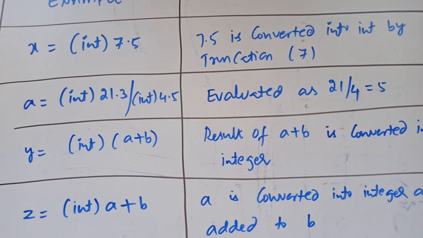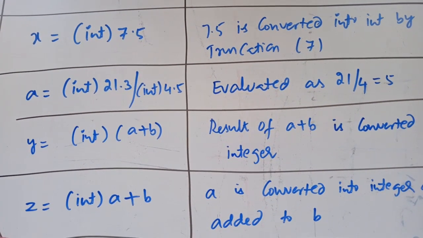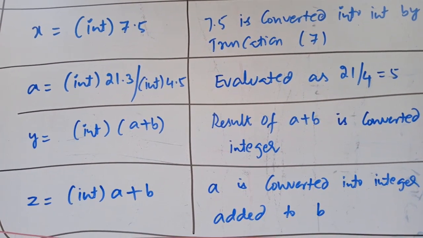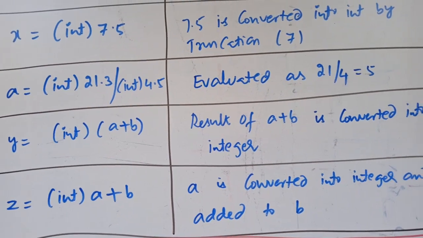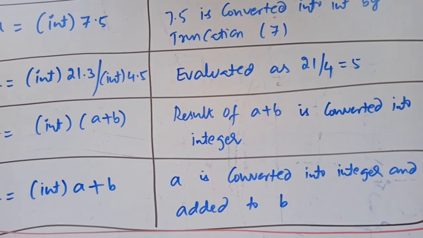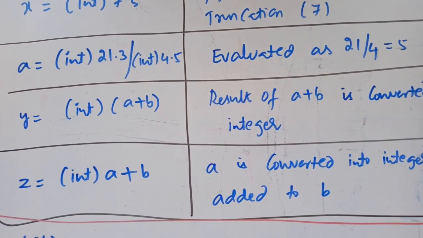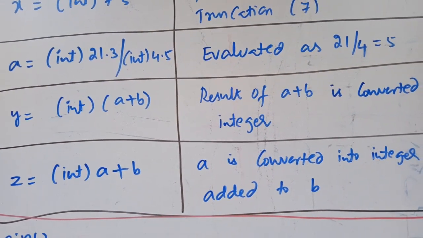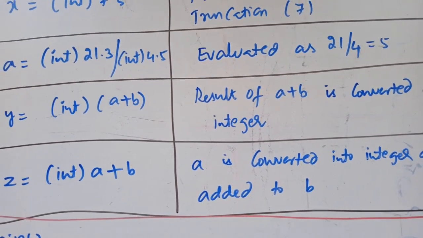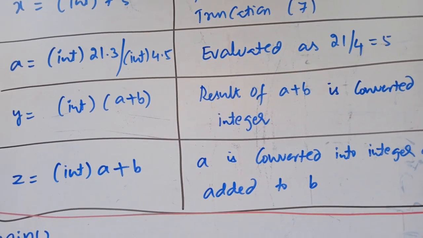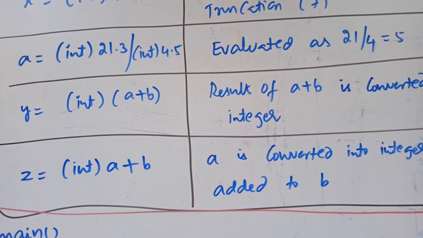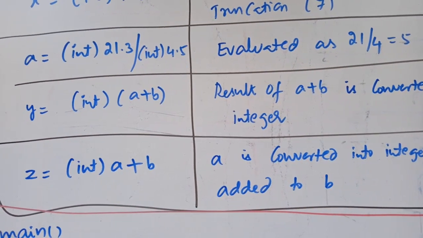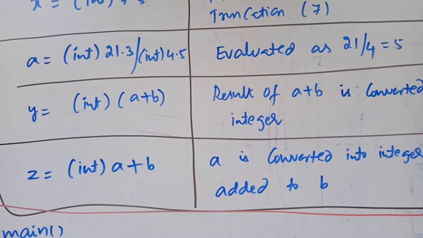So look at example 3. A plus b within brackets is preceded by int. So the result of a plus b is converted to integer. And the last example, A is converted into integer and is added to B. And this is typecasting. Now I will give a few demo programs, and along with them, where we need typecasting.